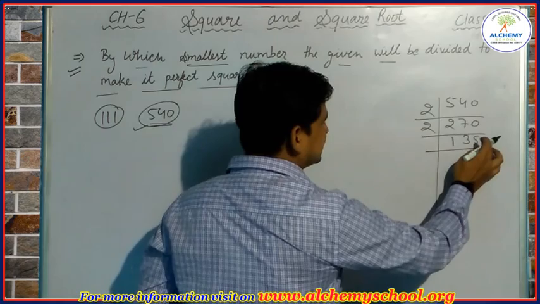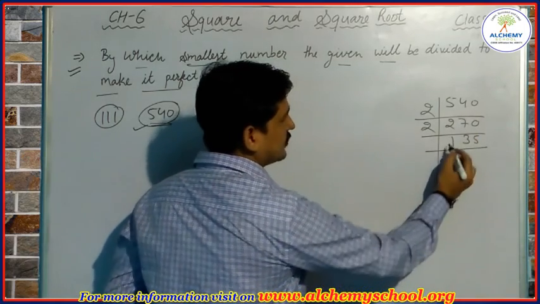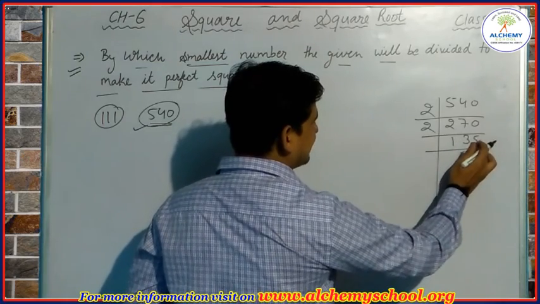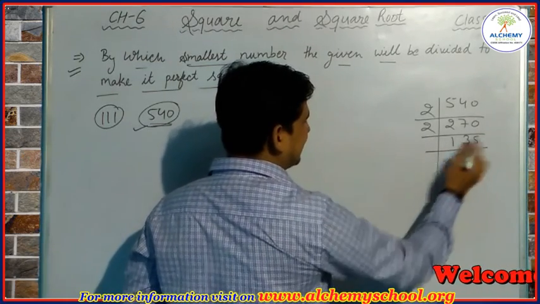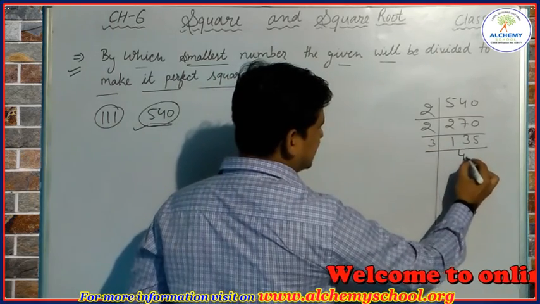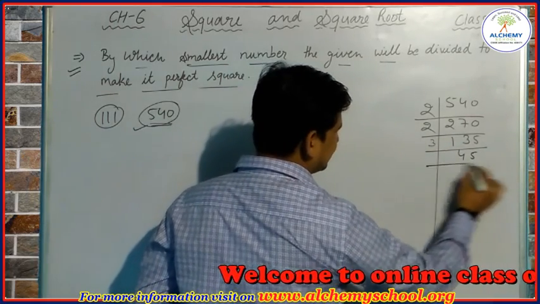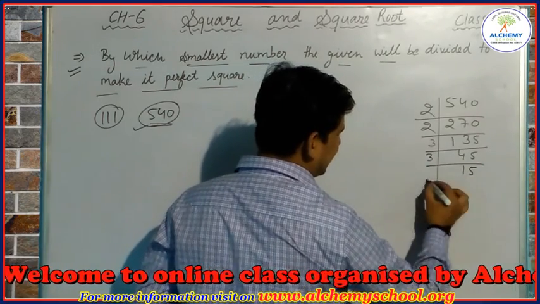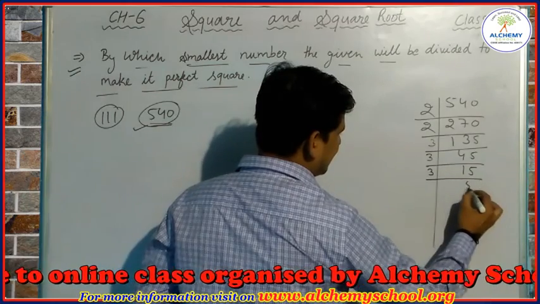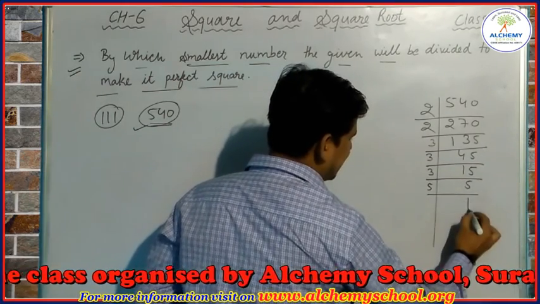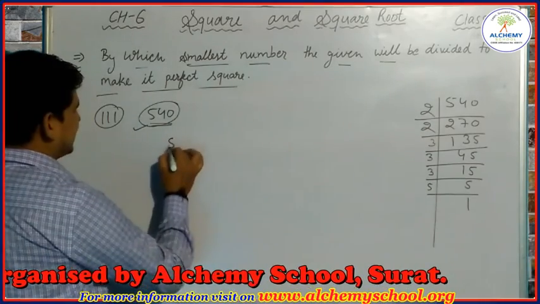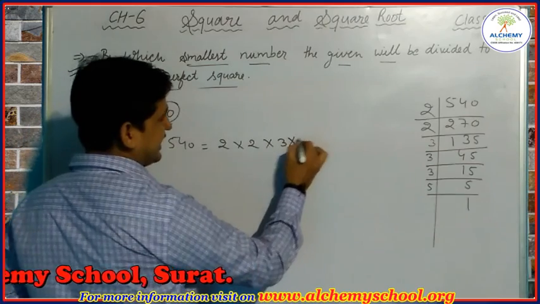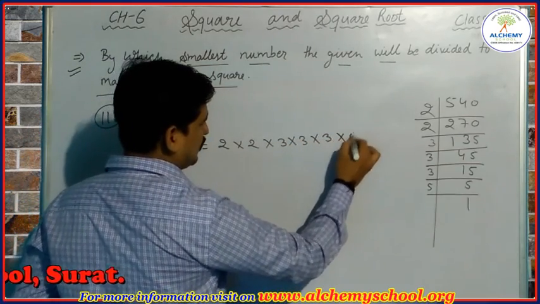Now we have to see if this number is divisible by 3 or not. Okay, so we have to add the digits. When we add 1 and 3, we get 4, and 4 and 5, 9. So yes, this number is divisible by 3. So we will divide it by 3. 3 4s are 12, and 3 5s are 15. 4 and 5, 9. Still it is divisible by 3. So 3 1s are 3, 3 5s are 15. Now 3 5s are 15, and 5 1s are 5. Okay, so when we factorize 540, we are getting 2 into 2 into 3 into 3 into 3 into 5.